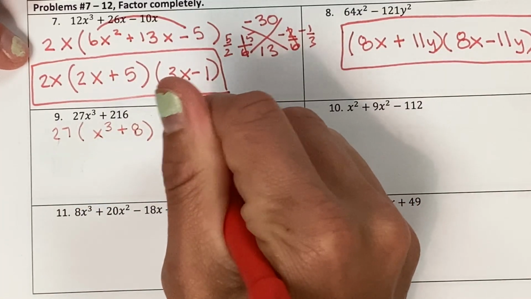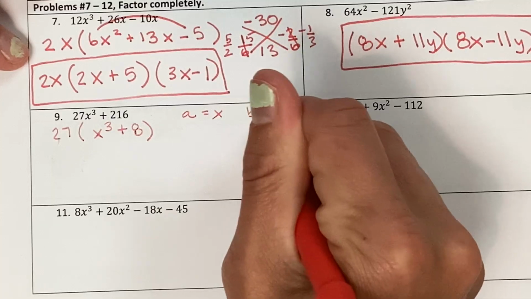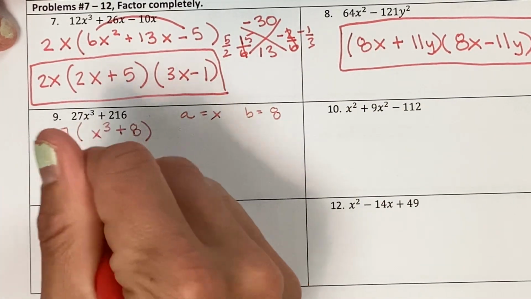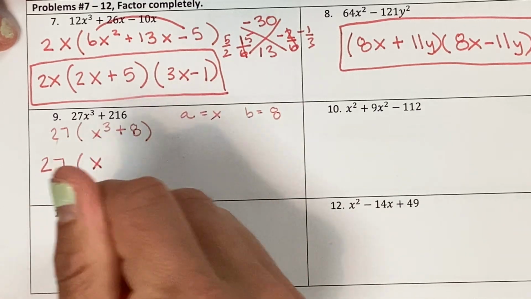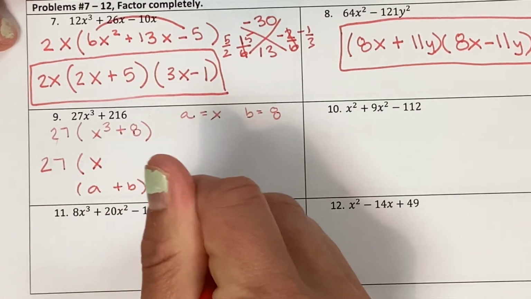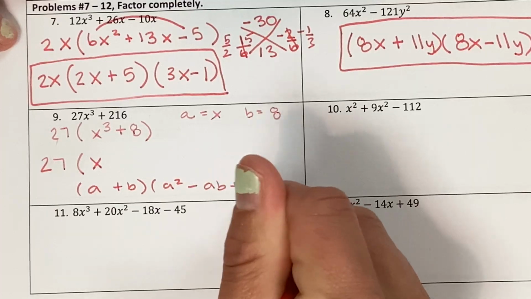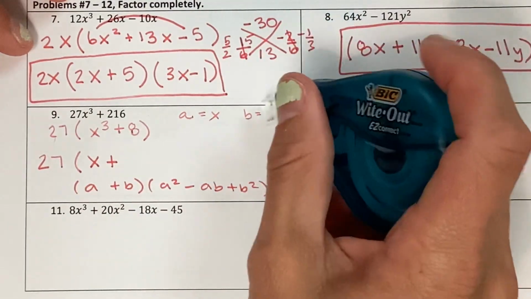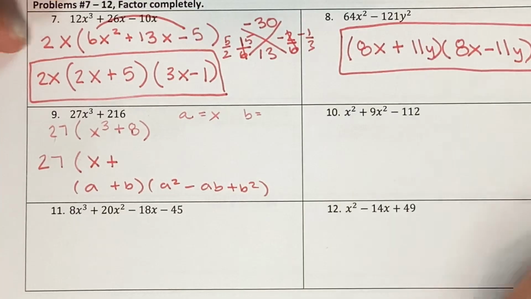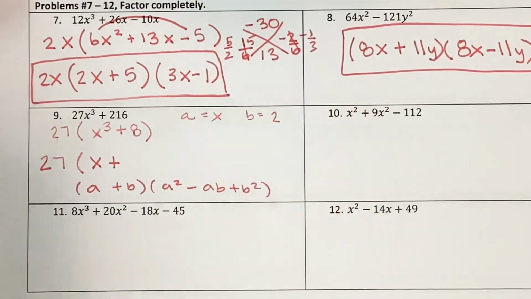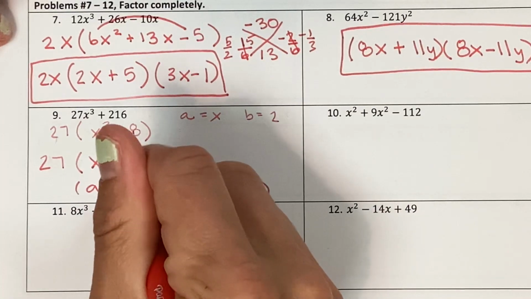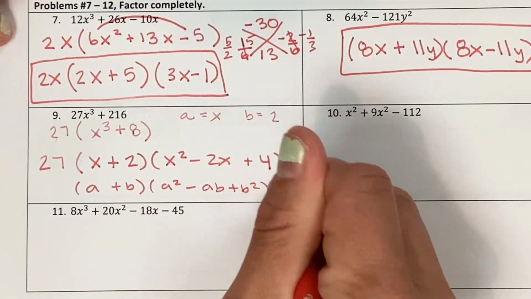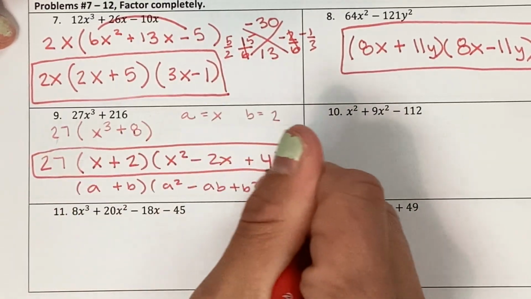Still a difference of cubes. Your a is just x, and your b is 8. Which actually is going to make everything nicer. This GCF is going to just hang out in the front, and then the formula is a plus b, a squared minus ab plus b squared. So a plus, oh wait, your b is 2, because 2 times 2 times 2 is 8. So x plus 2, x squared minus 2x plus 4, because 2 squared is 4. So this would be your final.